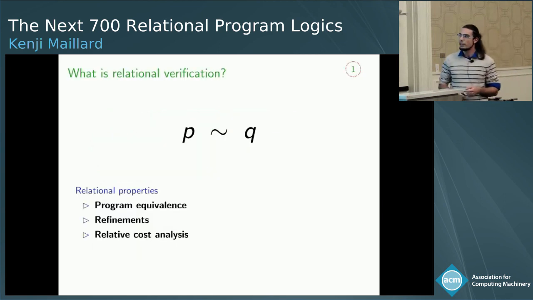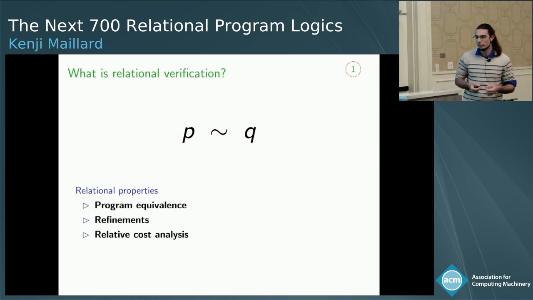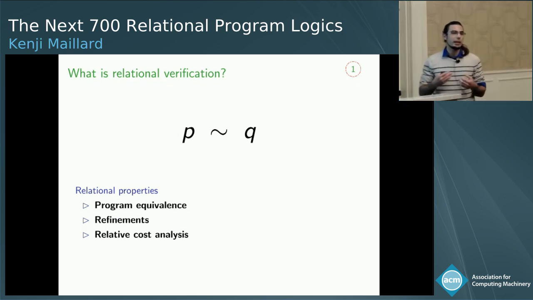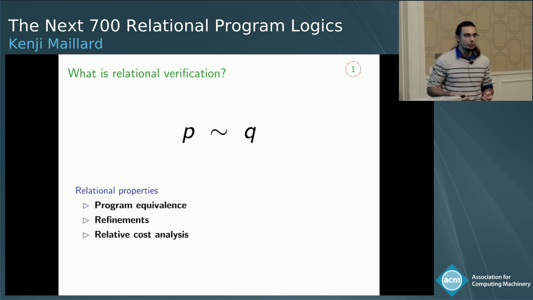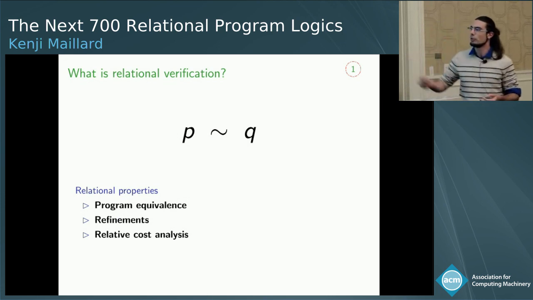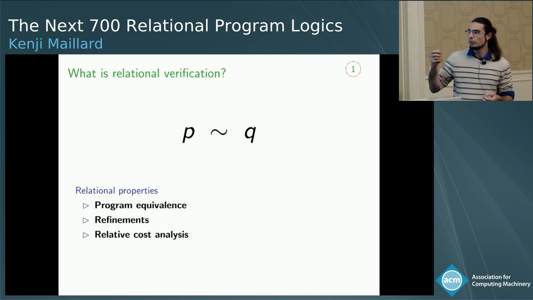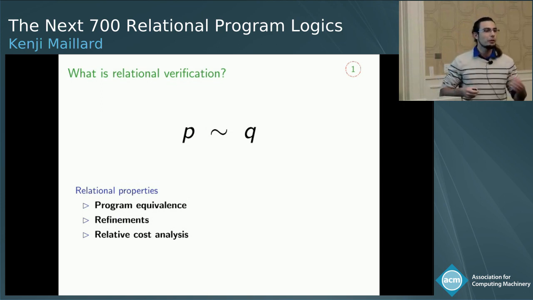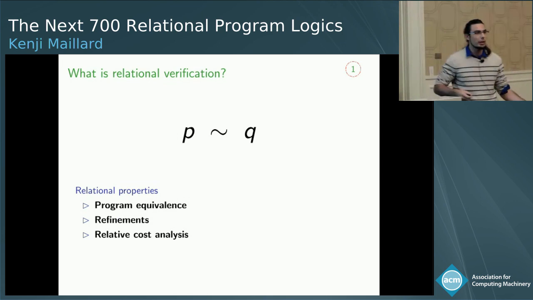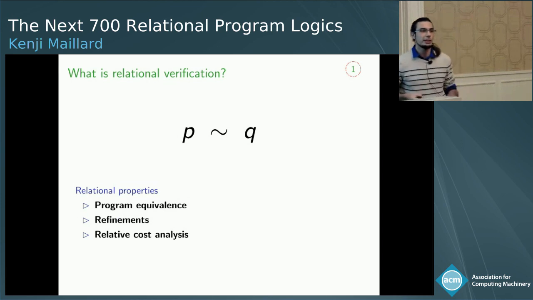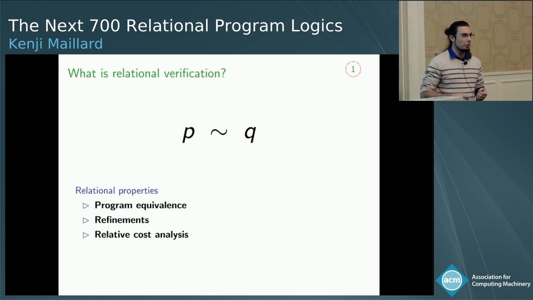So we already heard a bit about relational verification, but what is it exactly? Relational verification is the art of proving properties about two programs, here P and Q. And this kind of properties will bridge together the two programs. For example, we could prove program equivalence or refinements of the behaviors of one program with respect to the other, or also some kind of relative cost analysis when we have some cost semantics on the program.